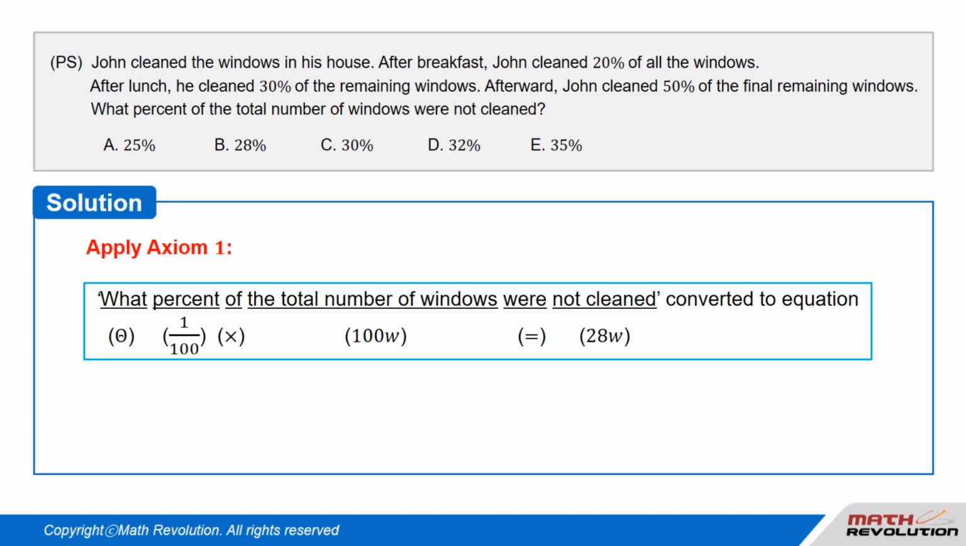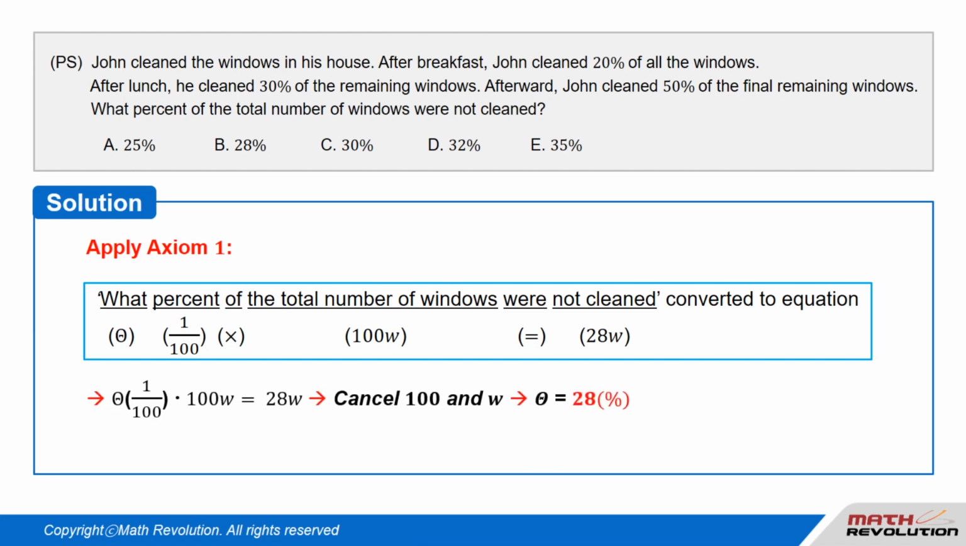Let's now convert the amount to a percentage using Axiom 1 of the Ivy approach mentioned above. Okay, this is very important, so be sure to pay close attention. What percent of the total number of windows were not cleaned can be converted into the equation: what, meaning theta, percent, which is 1/100, of, times the total number of windows, which is 100W, were, equals, not cleaned, 28W.